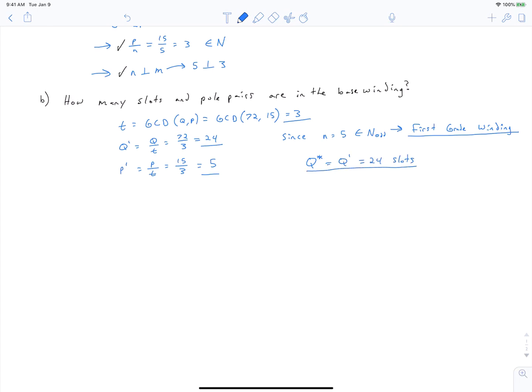And that's great. We much rather draw a 24 slot winding than a 72 slot winding. And p star is equal to 5, so that means when we do our phase zone diagram for our base winding, we only have to have it repeat itself 5 times instead of 15 times.